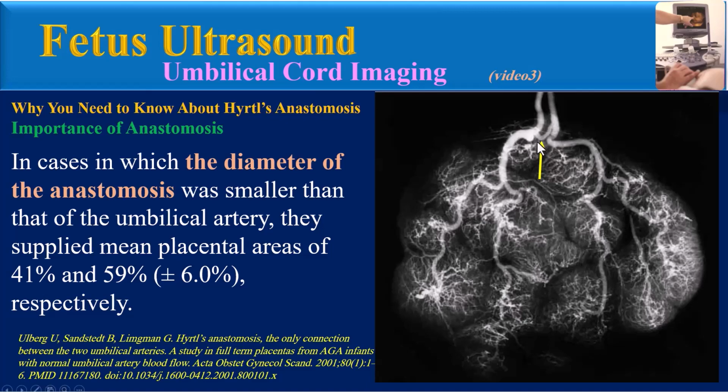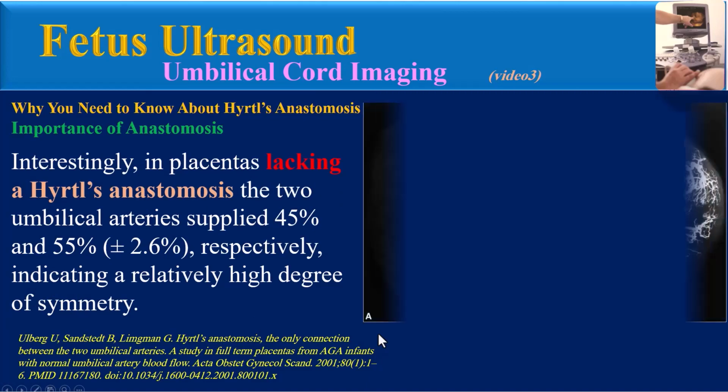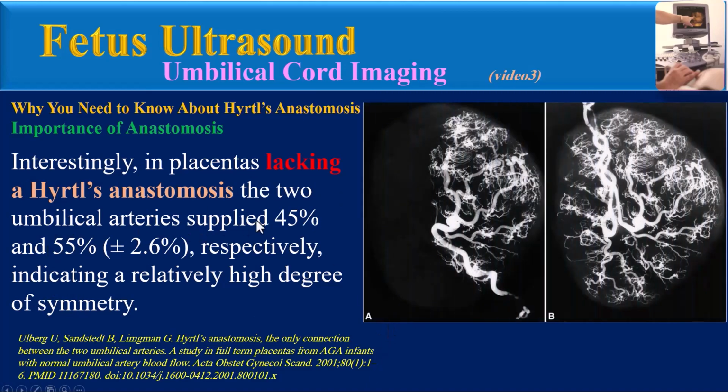But the anastomosis is narrower than the umbilical arteries. Interestingly, in placentas lacking a Hyrtl anastomosis, the two umbilical arteries supplied 45% and 55% respectively, indicating a relatively high degree of symmetry. This image is related to a placenta without Hyrtl anastomosis.